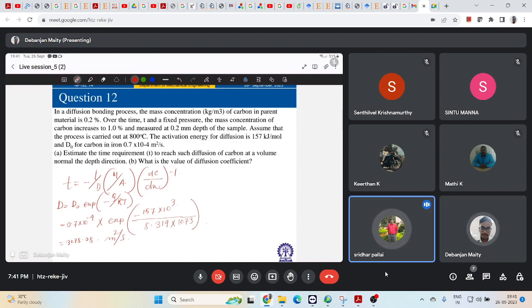Sridhar, you want to speak? Sir, I got a different number. It is 1.6 into 10 to the power minus 12. I think I did something wrong in the calculation. How much are you getting? 1.6 into 10 to the power minus 12. So, which one should I consider?